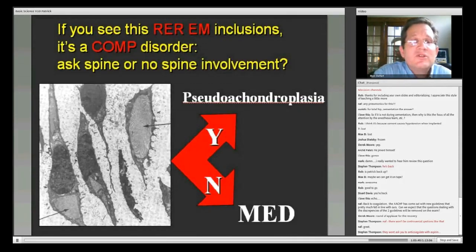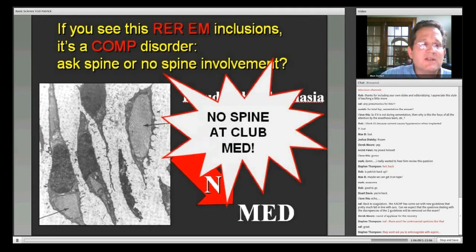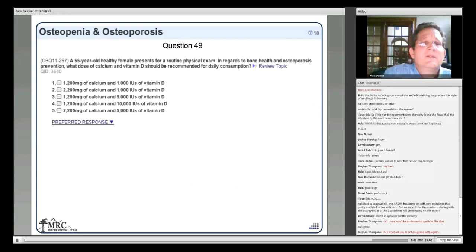So if they were to choose to show you a question with a funny-looking rough endoplasmic reticulum electron micrograph picture, you know it's going to be a cartilage oligomeric protein disorder. And so that may be the end of the question. But if they really wanted to sort the wheat from the chaff, they could ask you, is there any spine involvement? And so you have to think about it. If the answer is yes, there's spine involvement, then that's pseudoachondroplasia. If there's not, then it is probably multiple epiphyseal dysplasia. Just remember, in most orthopedics, you go to Club Med to get away from the spine, so there's no spine at Club MED, multiple epiphyseal dysplasia. No spine there. All right.